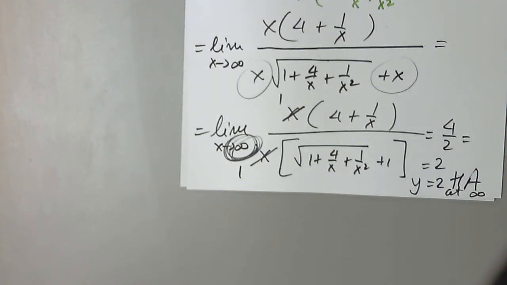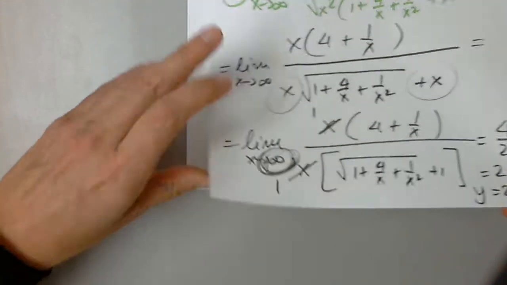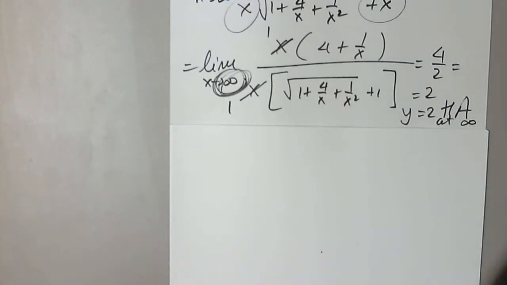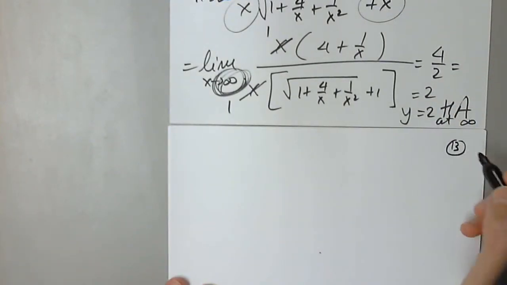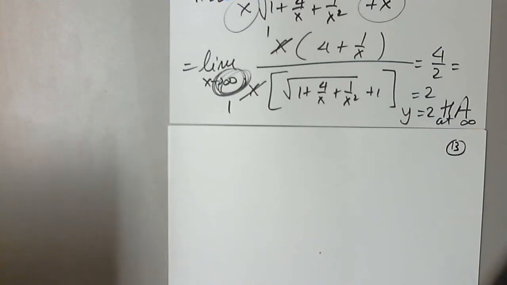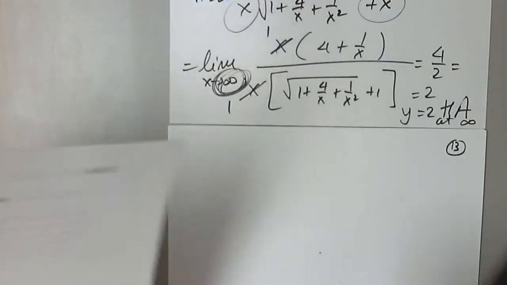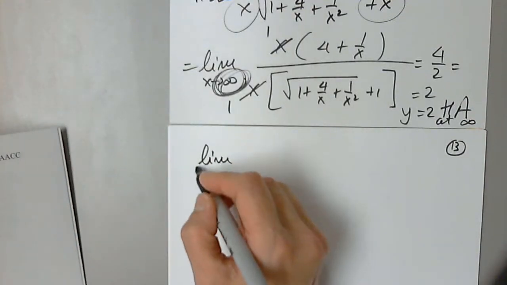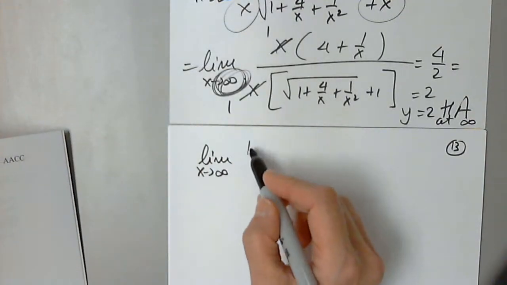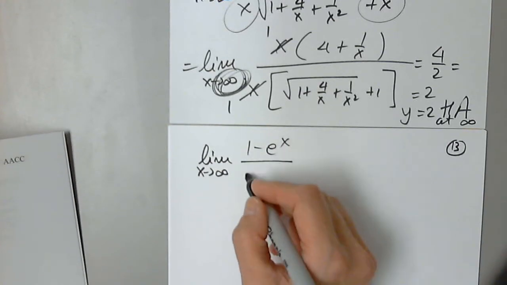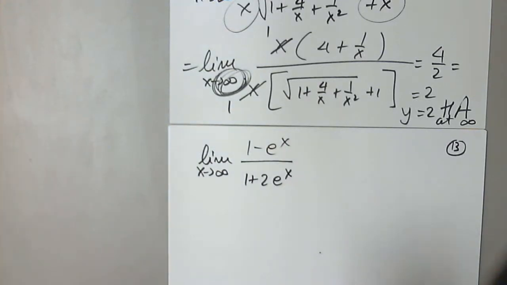Eddie, sorry, forgive me. You can do the same thing for B, right? Because B is a constant, you should divide out. You're talking about this? Yeah. Let's do it. Limit as x approaches infinity of 1 minus e to the x over 1 plus 2 e to the x.